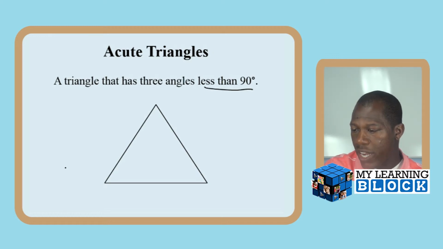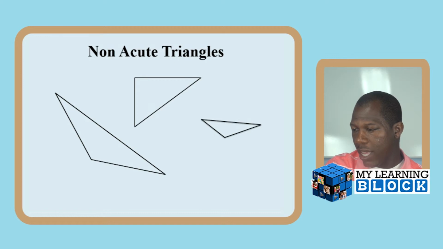So, examples of non-acute triangles. This very large obtuse angle, by the way, has one acute angle and another acute angle. However, this angle here is not acute. It's actually larger than 90 degrees. So it is not an acute angle.